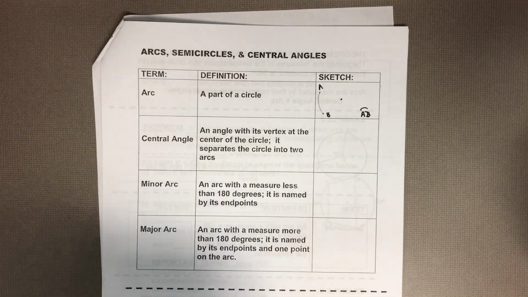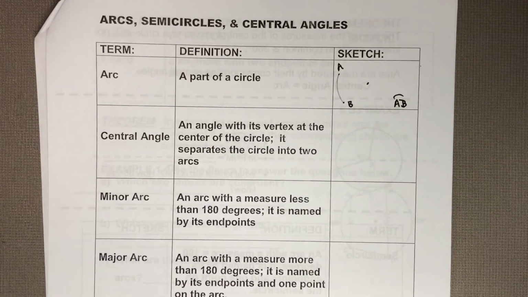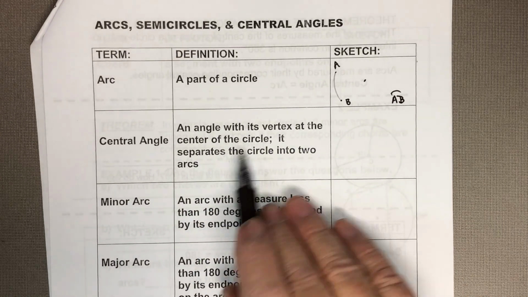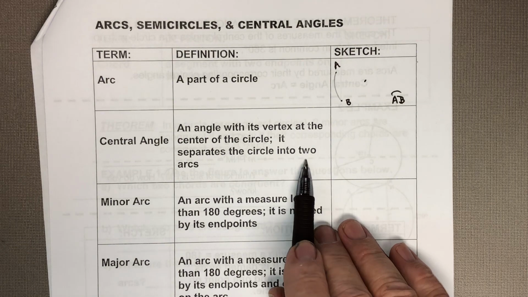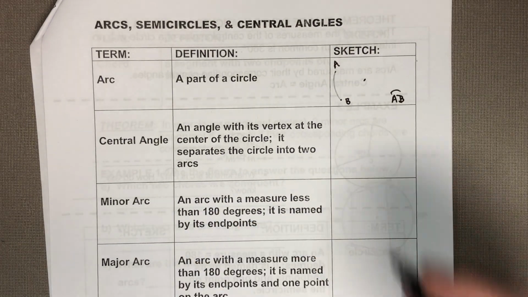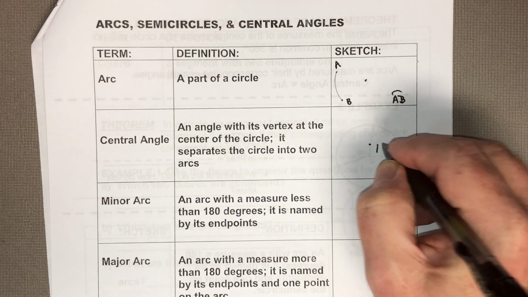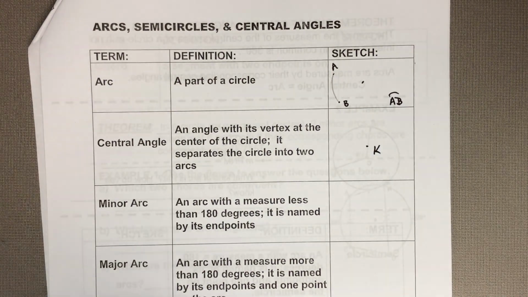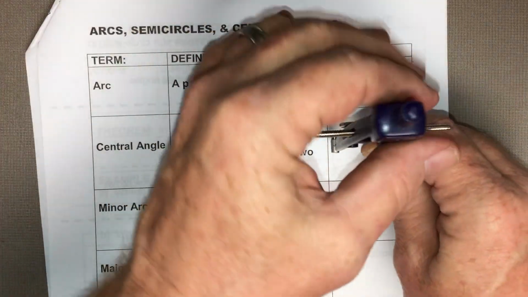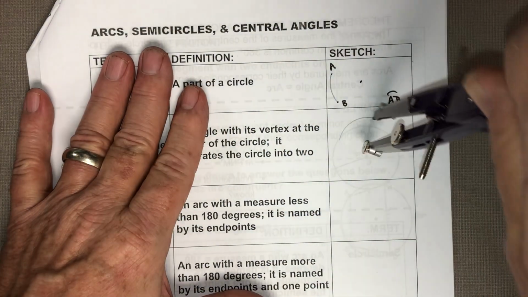A central angle is an angle with its vertex at the center of the circle. It separates the circle into two arcs, all right? So if you have a circle, and I'm just going to put circle K. I love circle K because I'll always choose K if I get a choice, okay? All right, so I'm going to put circle K down, all right?